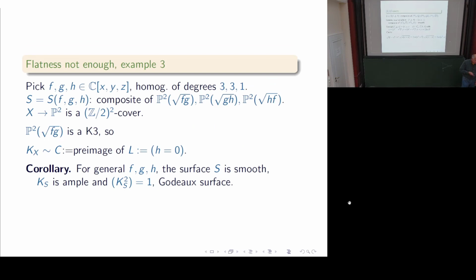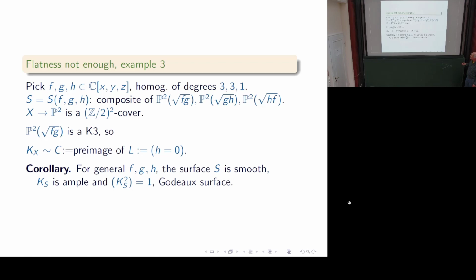Now let's look at the special case where f and g have degree 3, but h just has degree 1, and let's take the corresponding Z/2 cover. Let's see whether we can understand it in general. f times g has degree 6, so that means that if I take the square root, that's a degree 2 K3 surface.